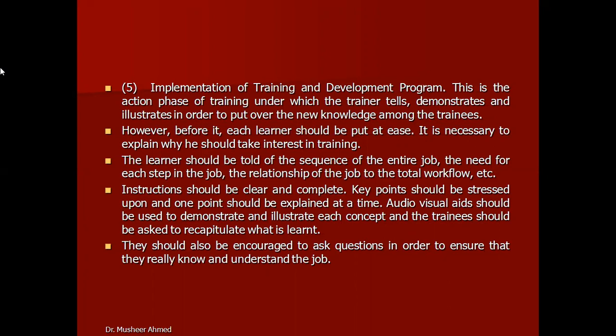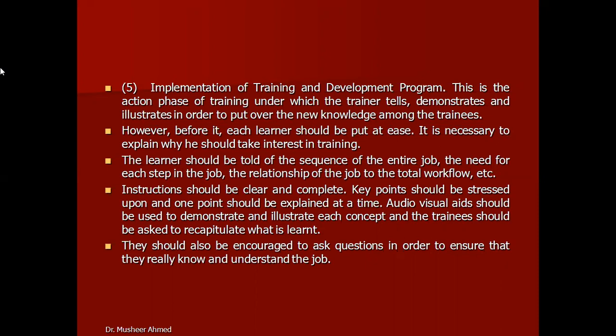Instructions should be clear and complete. Why should instructions be clear and complete? So that there may not be any confusion. If the instructions are not clear and complete, then it may generate a lot of confusion among the candidates, right? Key points should be stressed upon, and one point should be explained at a time, right?